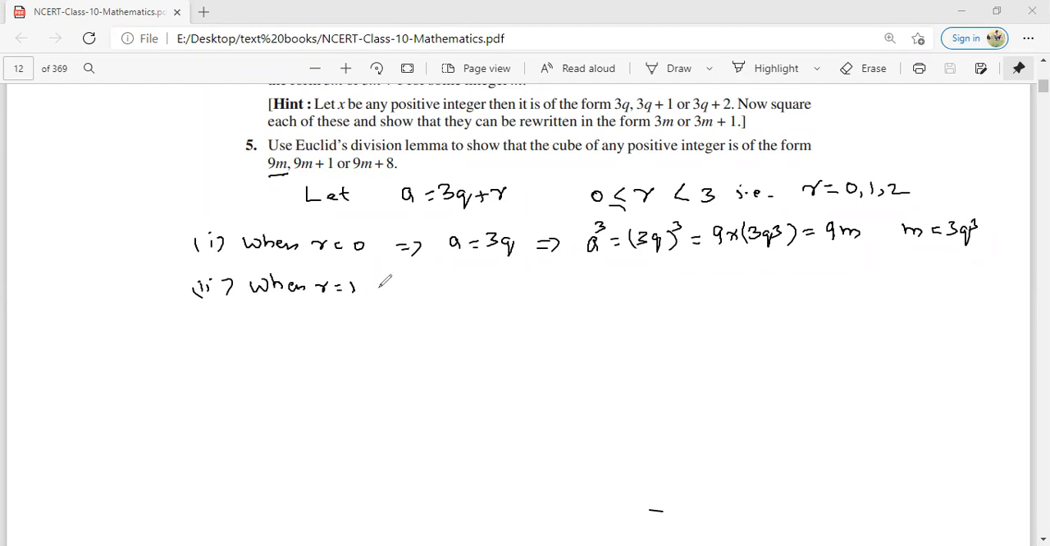Now when we are taking R is equal to 1, A will be equal to 3Q plus 1, correct? Taking cube on both the sides, so A cube will be equal to 3Q plus 1 whole cube. What is the formula of A plus B whole cube? Abrar, fast.